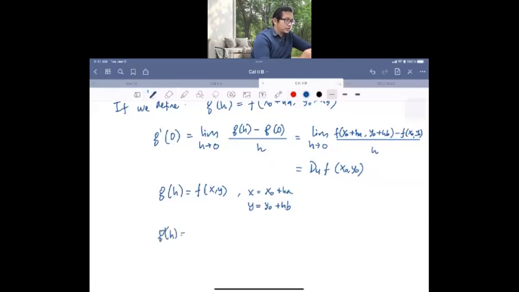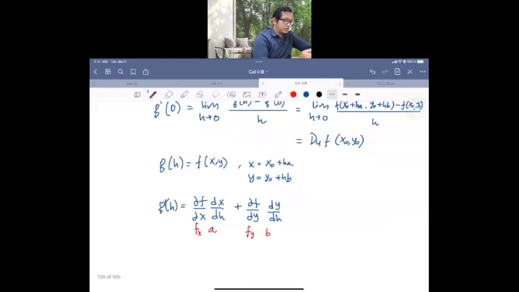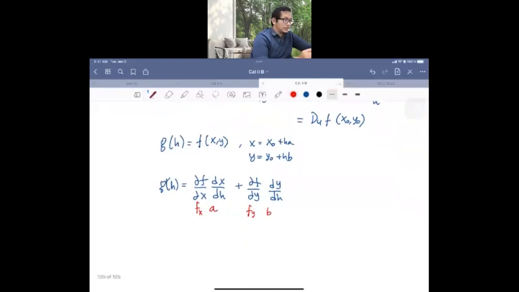If you use the chain rule, this will be ∂f/∂x times dx/dh, plus ∂f/∂y times dy/dh. I think you can see the connections now. So this will be the partial x, and then this will be a; this is partial y, and this is b. So we have g'(h) is partial x at (x, y) multiplied by a, plus partial y at (x, y) multiplied by b.